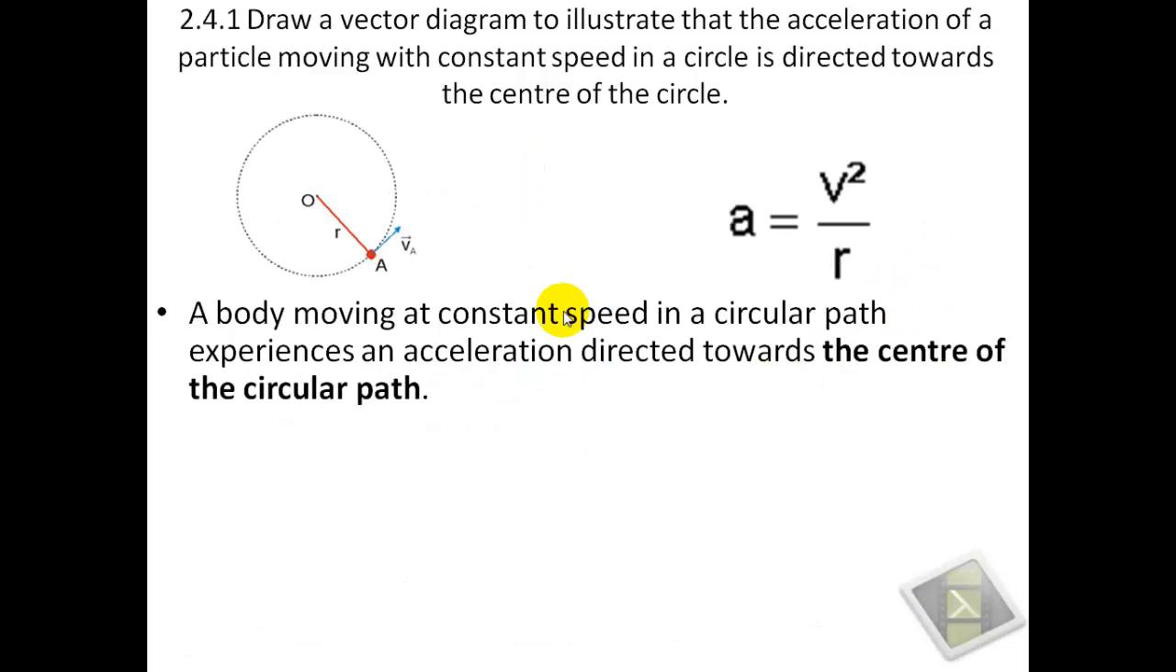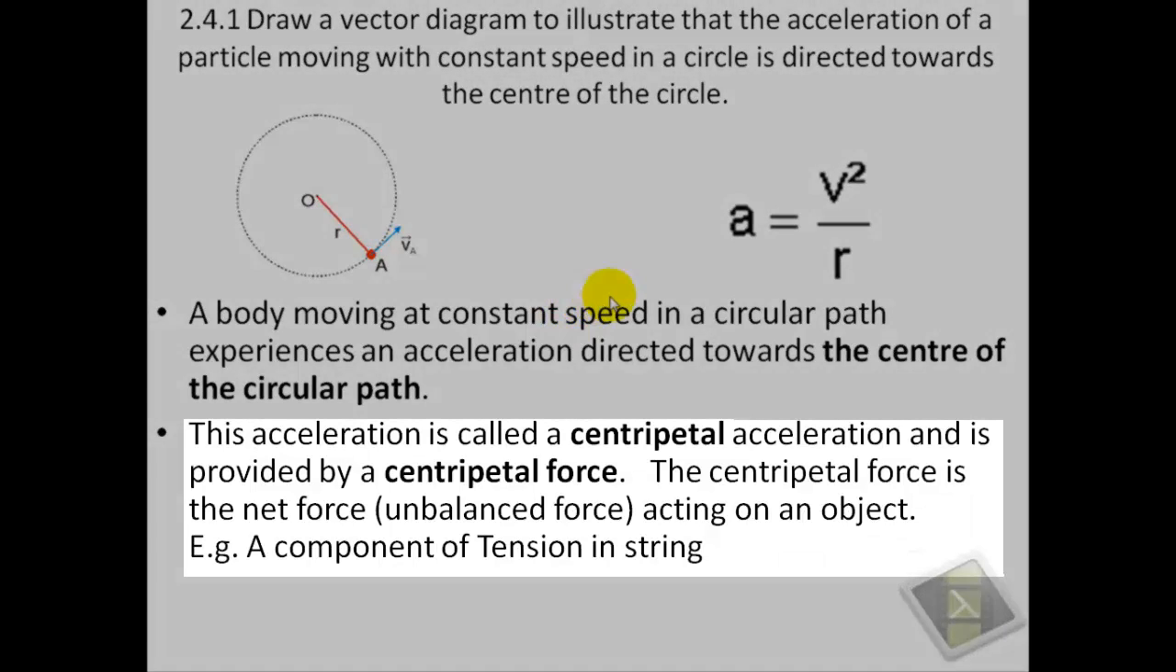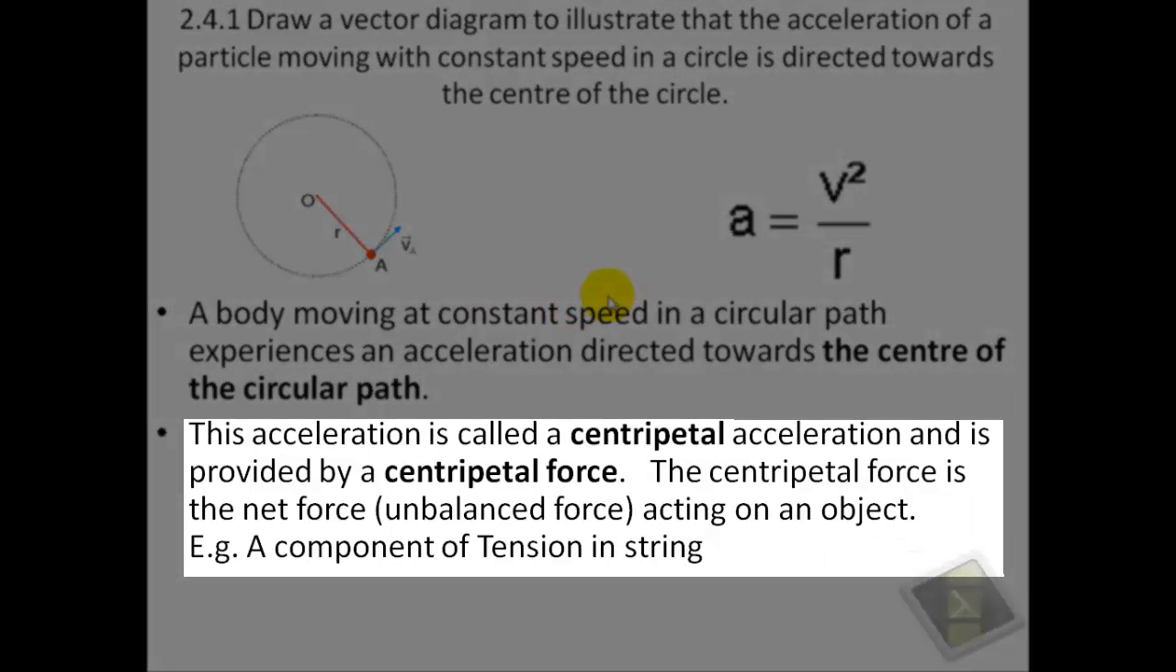A body moving at constant speed in a circular path experiences an acceleration directed towards the center of the circle. We know there's acceleration because the velocity is changing. The velocity is changing because the direction is changing, therefore it must be experiencing an acceleration. Rate of change of velocity is acceleration. This acceleration is called centripetal acceleration and is provided by a centripetal force.